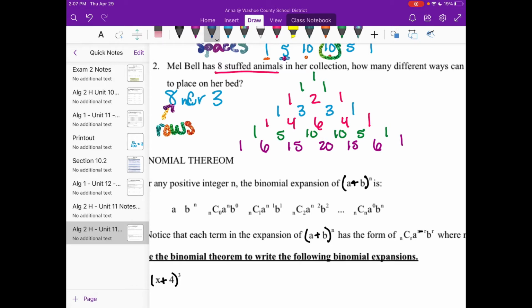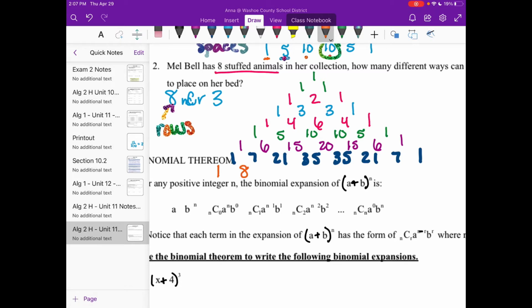Remember, I'm just adding the ones above it. I'm going to run out of room. 1, 7, 6 and 15 is 21. 15 and 20 is 35. 20 and 15 again, another 35. 15 and 6 is 21. 6 and 1 is 7, and a 1. Last row, and this is the only row that we care about.